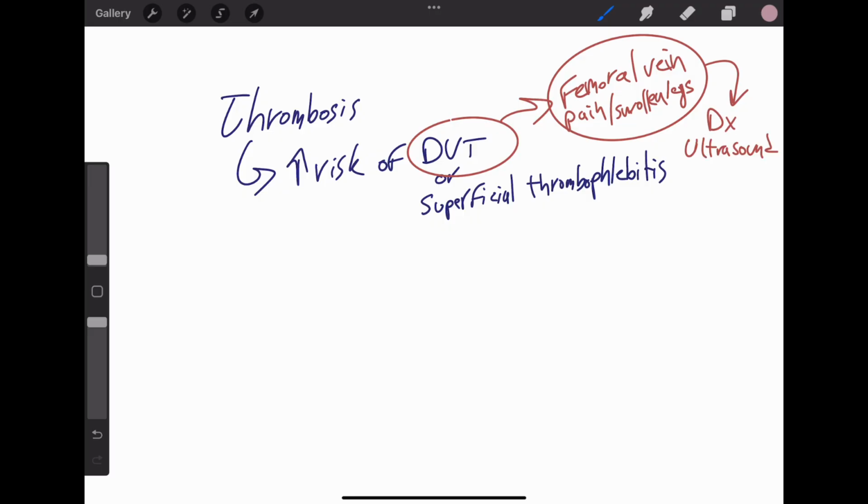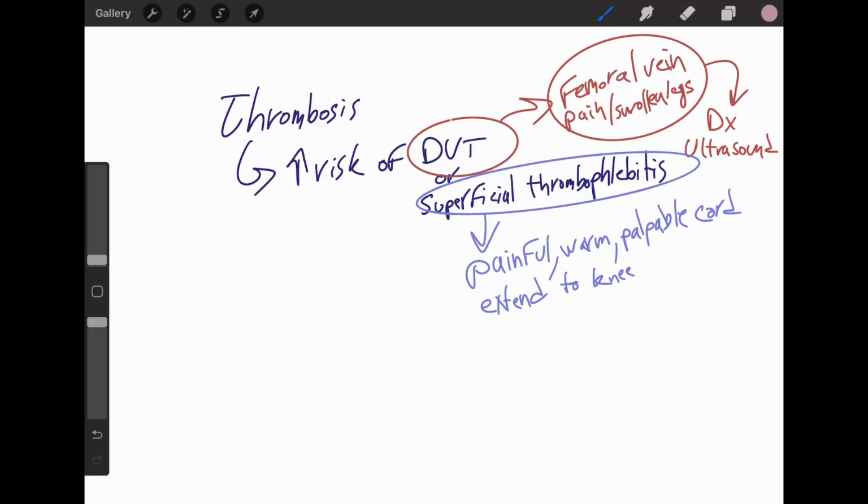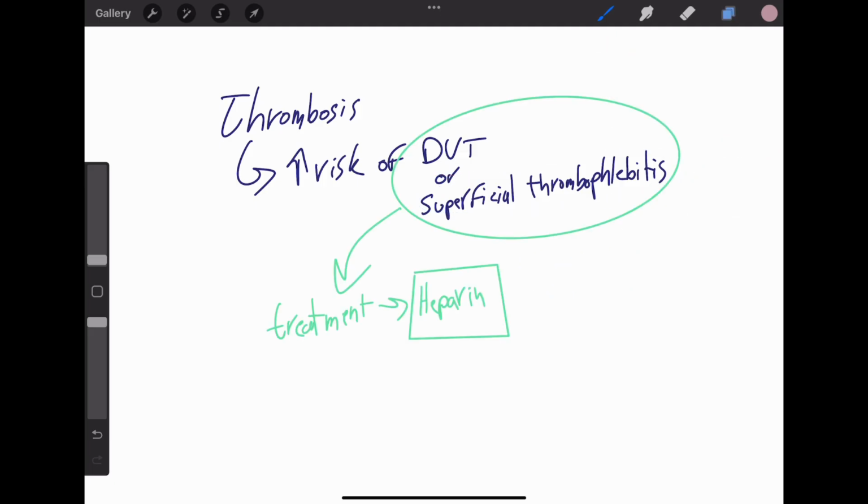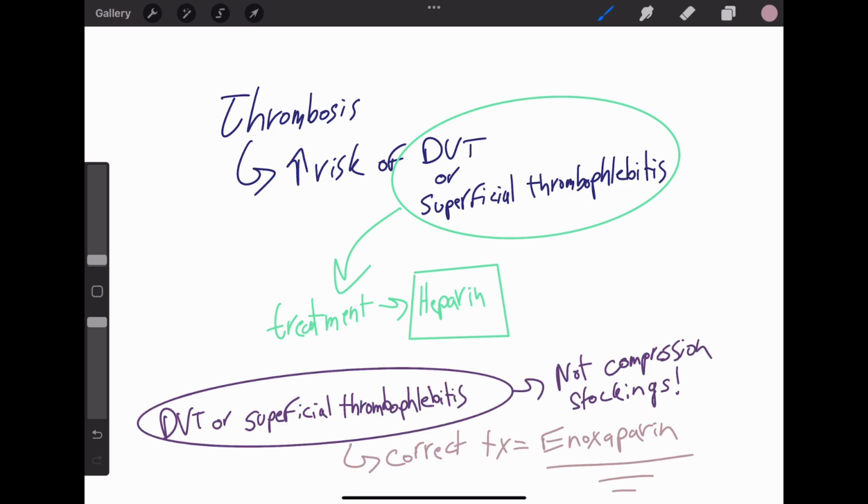For superficial thrombophlebitis, this presents as a painful, warm, palpable cord at the ankle, and it may extend toward the knee. Now, for DVT or superficial thrombophlebitis, the treatment is heparin. So in a case where they present to you superficial thrombophlebitis as the diagnosis and offer you compression stockings as an option, this is wrong. Enoxaparin is the correct answer since it's an active clot. So think about it that way. In the case of an active DVT, compression stockings is not the correct next step. The next best step would be enoxaparin or heparin.